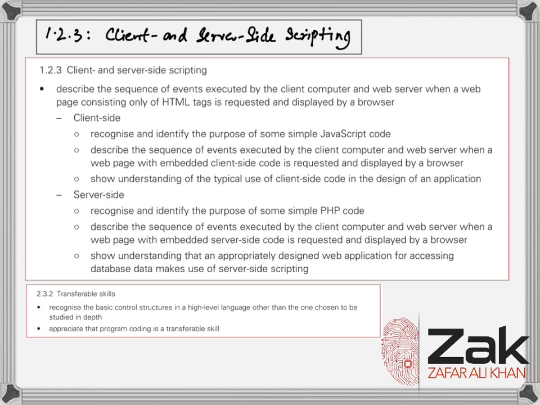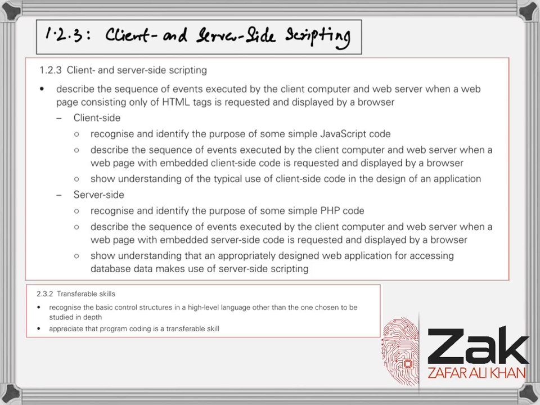1.2.3 Client and server side scripting. Describe the sequence of events executed by the client computer and the web server when a web page consisting only of HTML tags is requested and displayed by a browser. Since websites can do a lot, they do wonders nowadays, we will only stick to static HTML pages and their flow of work when we click over a link in one of the websites, and then what happens. We would have to cover all that.